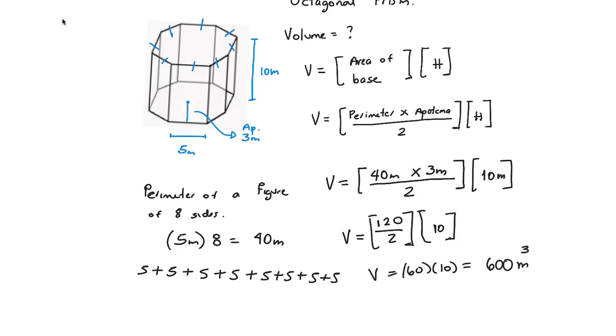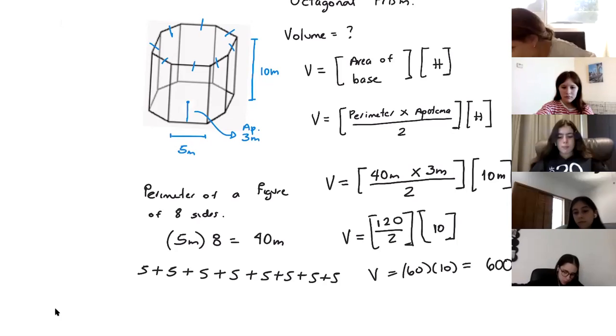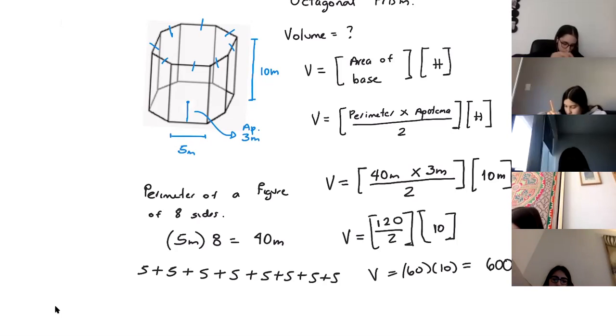So just to prove that no matter how many sides we have on the prism, it works anyway, the formula of perimeter times apotema divided by 2.